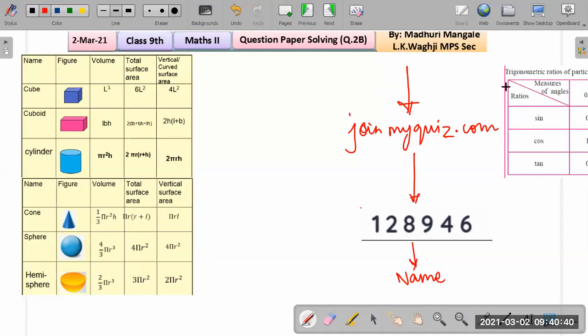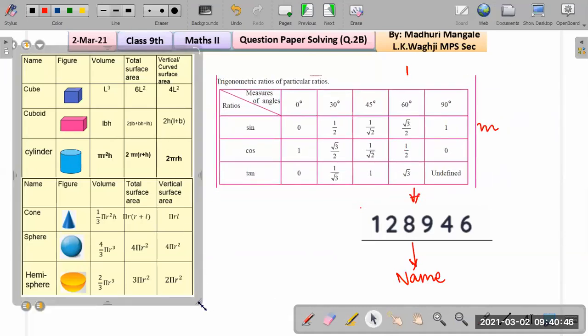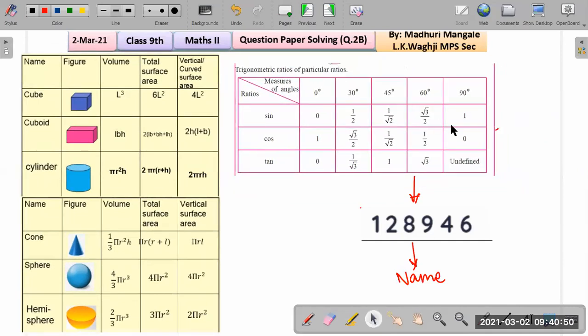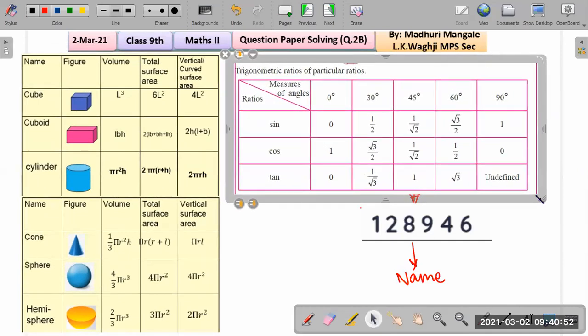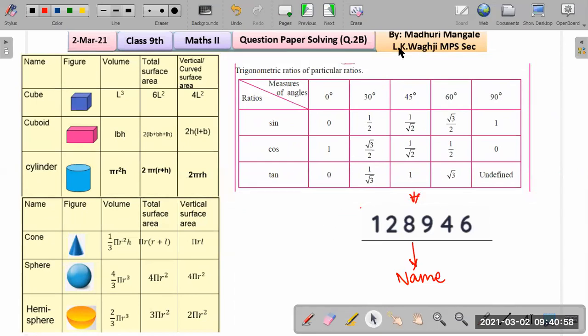Okay, with that, what are you going to need? So just check here, I am placing both the tables. You need these two tables to get all the answers right. Only these two things. First thing is the surface area and volume formulas, and second thing, the trigonometric values. Okay, so let's begin with the quiz.